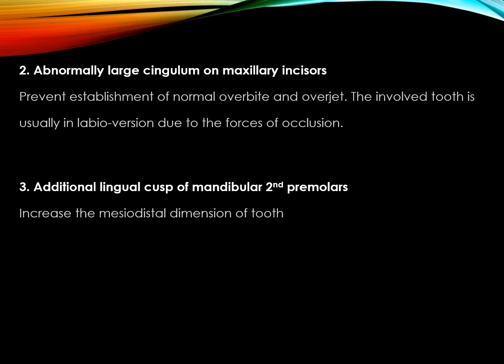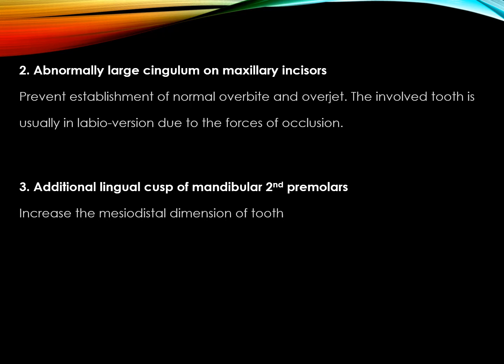And the next factor is abnormally large cingulum on maxillary incisors. So this prevents establishment of normal overjet and overbite, and also the involved tooth is usually in labial version due to the forces of occlusion. And the third factor is the additional lingual cusp of mandibular second premolars.